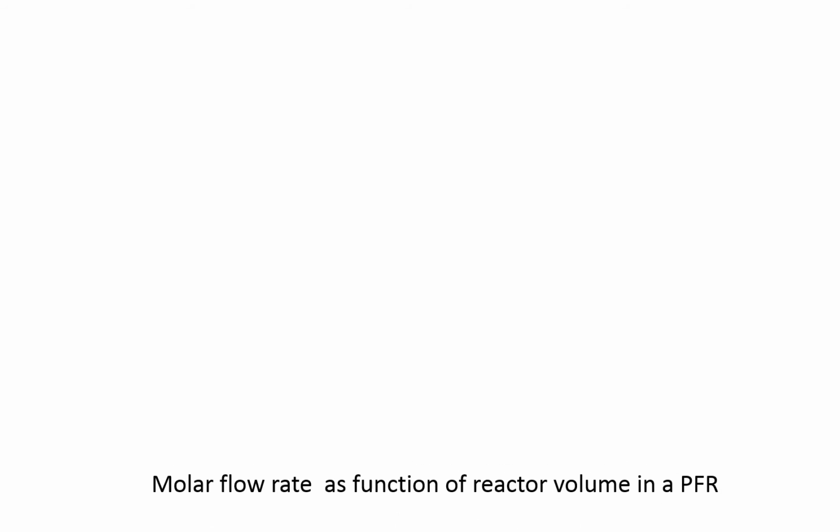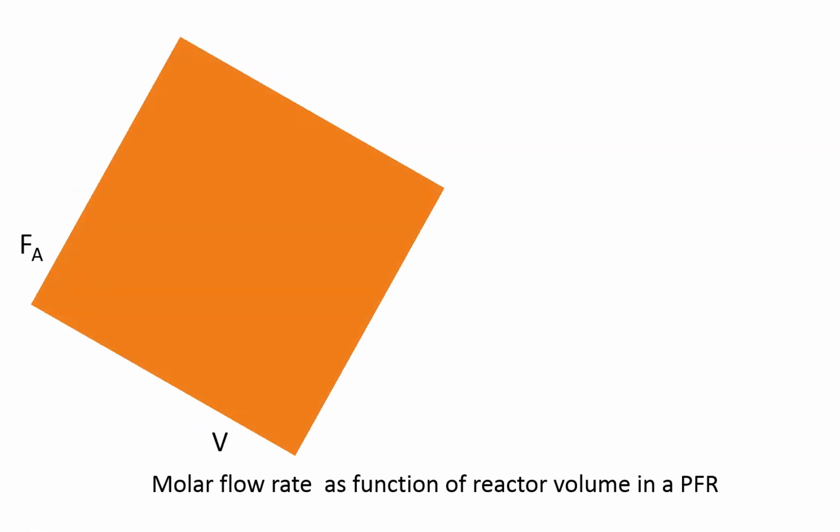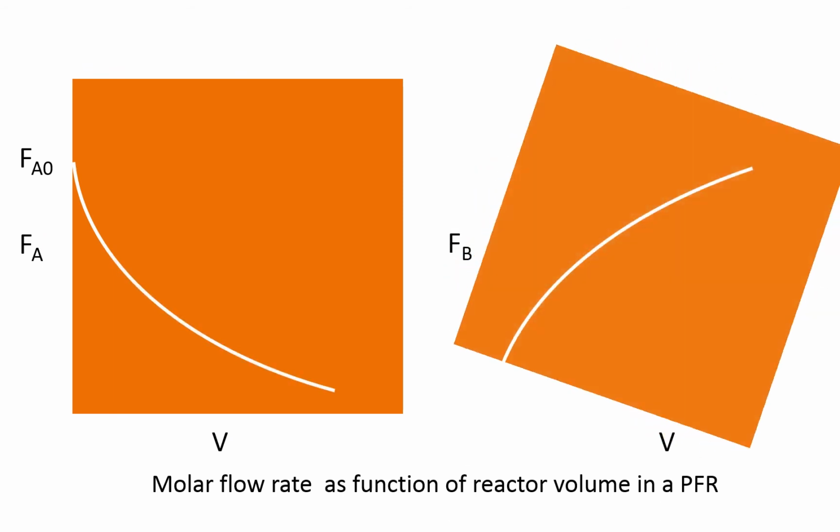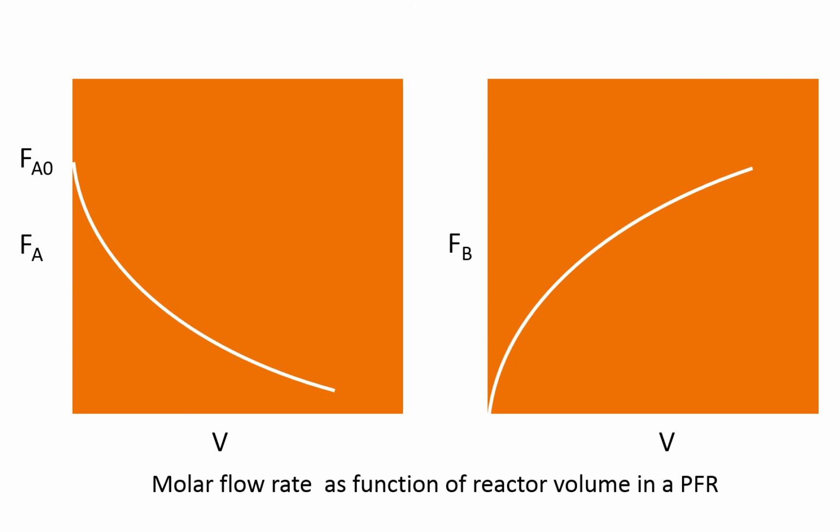For a plug flow reactor, the conversion is a function of its position or length or volume. That is to say, the conversion increases with the length or volume of the reactor. This figure illustrates the change of concentration of reactant and the product with the reactor length or volume in a plug flow reactor.